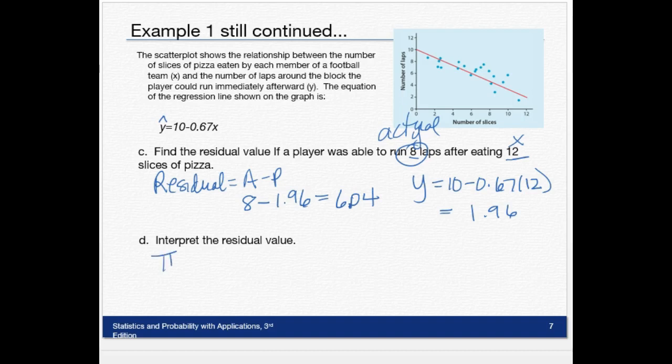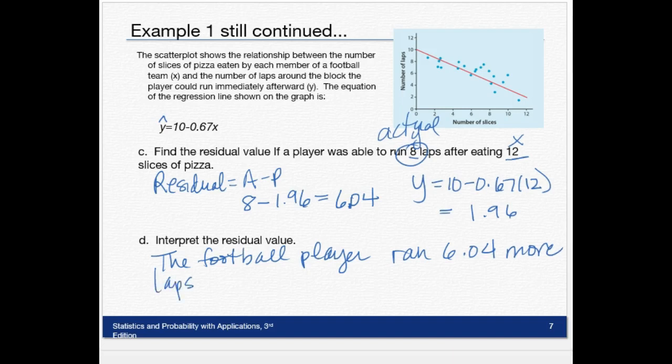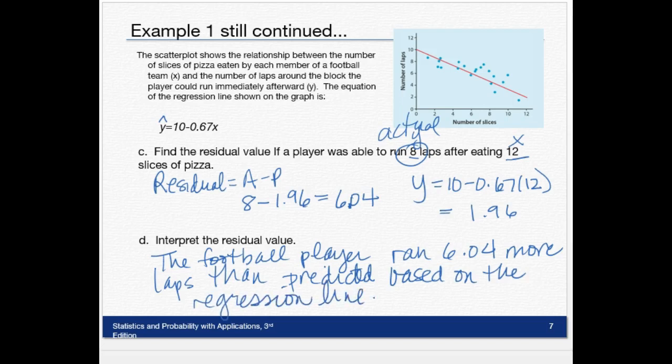So let's write it out. The football player ran 6.04 more laps than predicted based on the regression line. Okay? Notice the amount of context in my sentence. Notice it's a complete sentence. 6.04 was my residual that I calculated in part C. And I said more because it's positive. If it had been negative, I would have said less than. Okay? So hopefully that gives you some good examples to work with as we work on this in class.